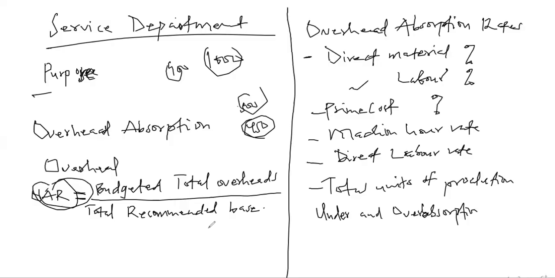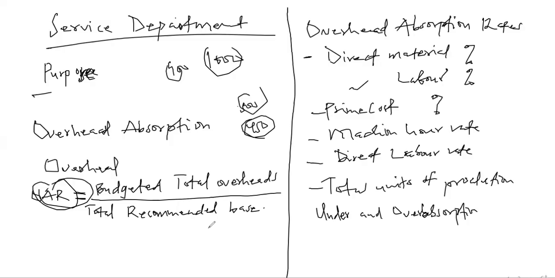And the over absorption is the vice versa of the under absorption. That is where your overheads absorbed to production are more than the actual overheads incurred. So over absorption occurs when overheads absorbed to production exceed the actual overheads incurred.